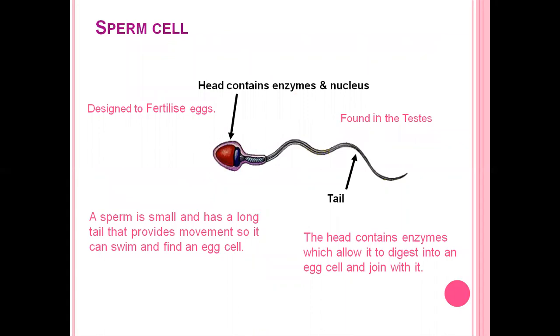First is the sperm cell. It is a reproductive cell found in the testes. Its function is to fertilize eggs with the help of the tail. This middle piece provides energy to the tail for its movement. The head of the sperm contains enzymes which allow it to digest into an egg cell, hence fertilizing it.